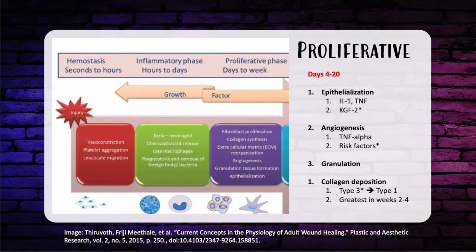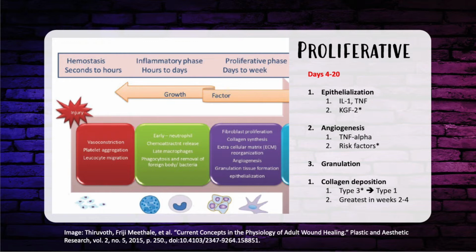It's important to know because eventually in the remodeling phase, the next phase we're going to talk about, the type 3 collagen will be replaced by type 1. So type 1 is what you want. Type 3 is what is put down here. And most of the collagen in the proliferative phase is predominantly type 3.